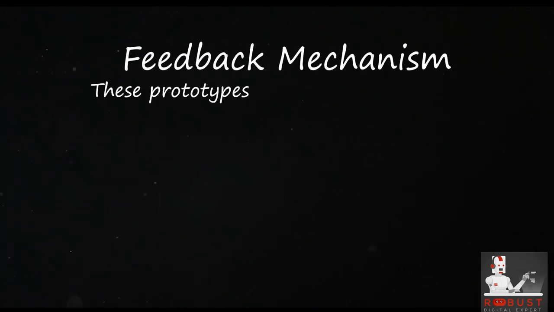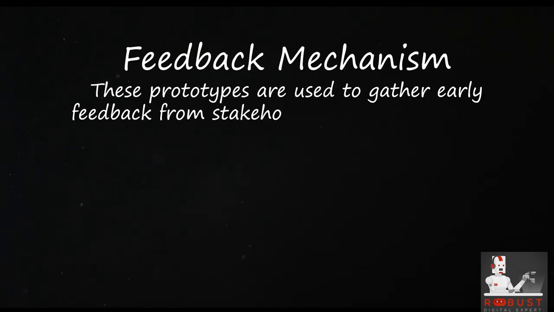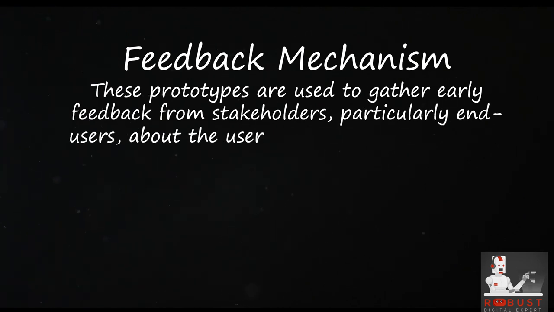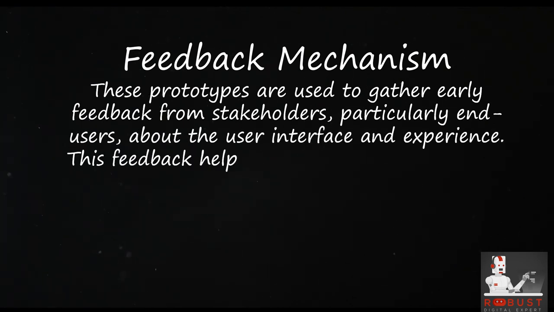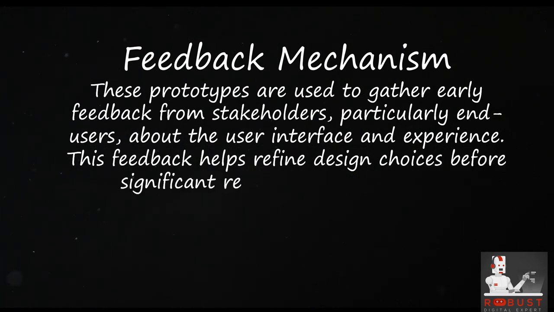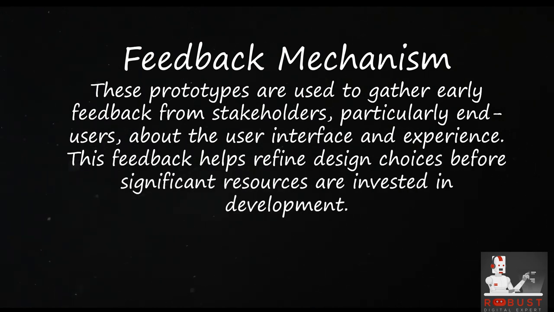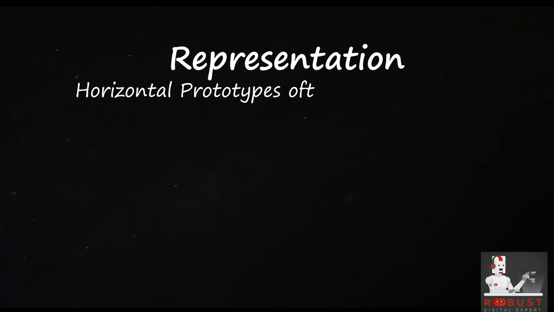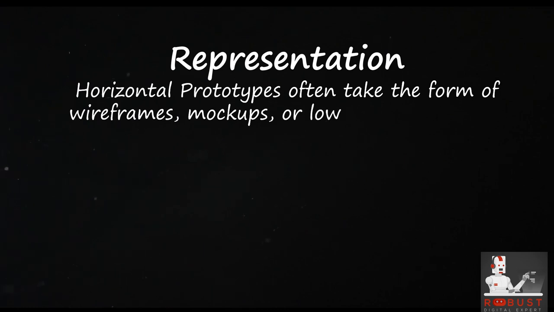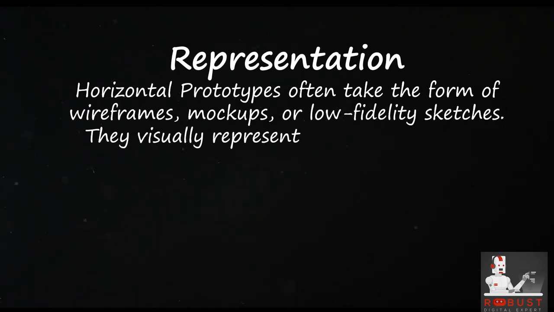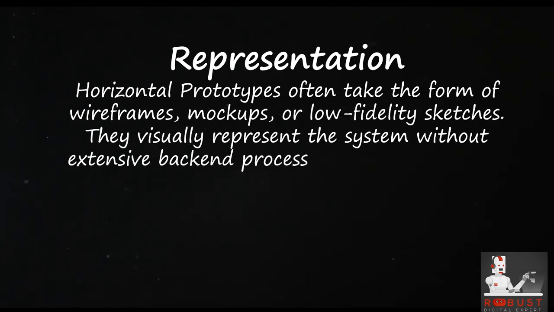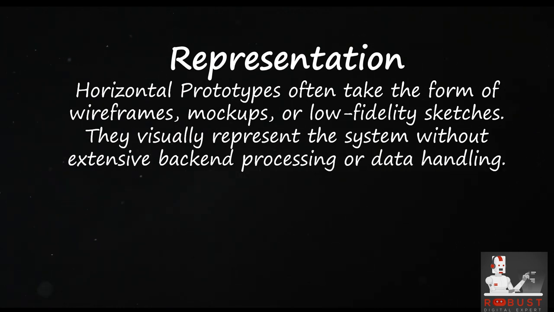Feedback mechanism. These prototypes are used to gather early feedback from stakeholders, particularly end users, about the user interface and experience. This feedback helps refine design choices before significant resources are invested in development. Representation. Horizontal prototypes often take the form of wireframes, mock-ups, or low-fidelity sketches. They visually represent the system without extensive back-end processing or data handling.